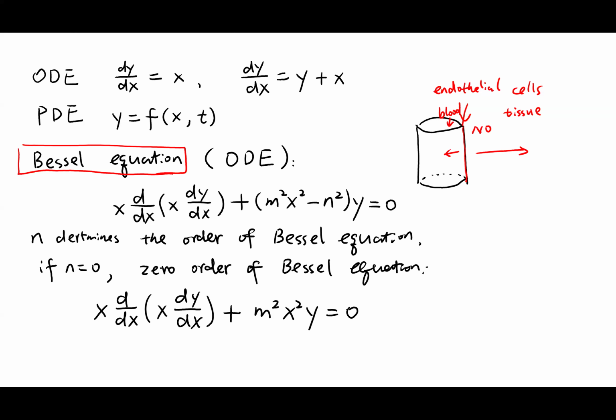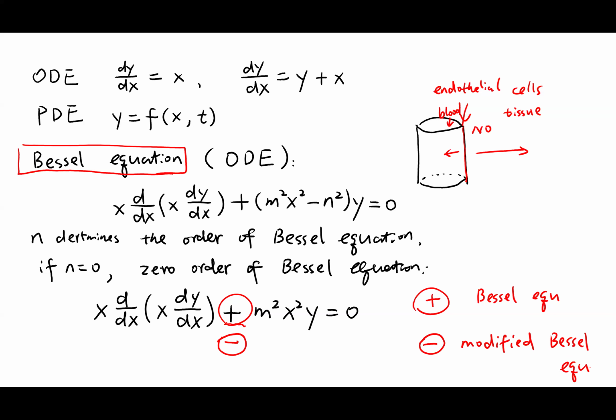Okay, so now it depends on the sign before the m squared. If the sign here is positive, then we call it the Bessel equation. And if the sign here is negative, we call it the modified Bessel equation.